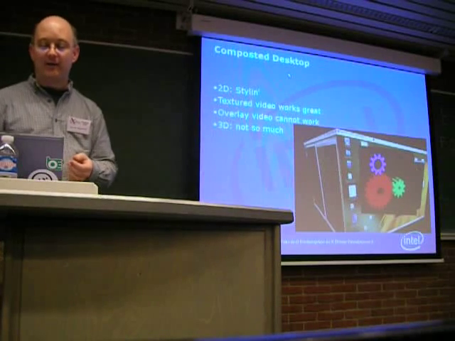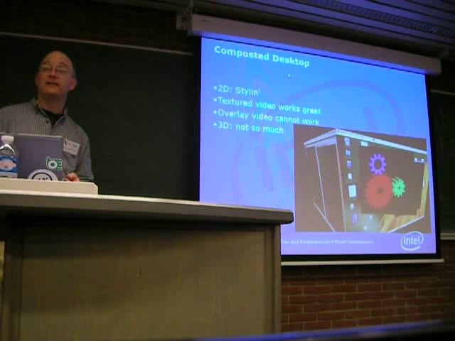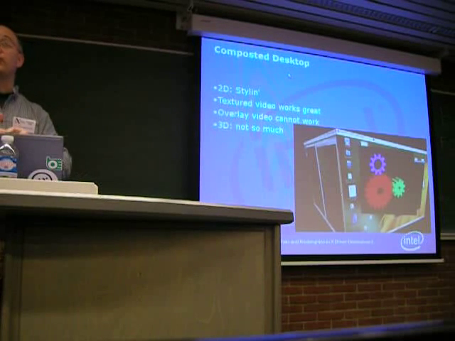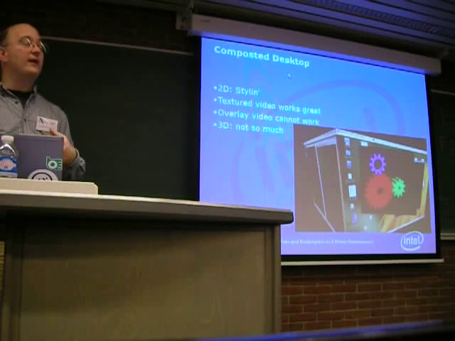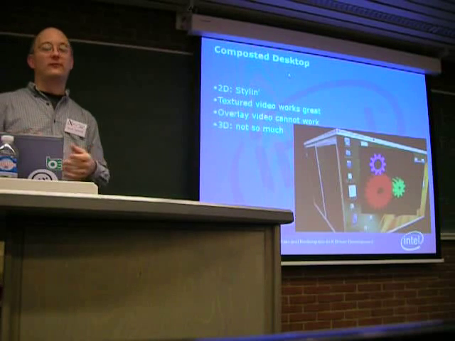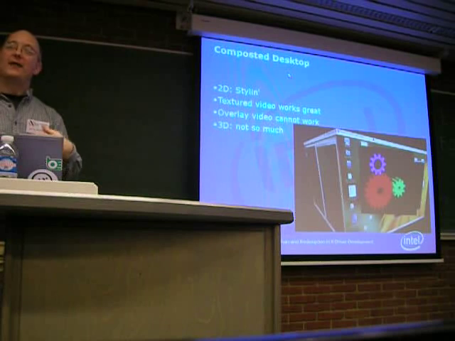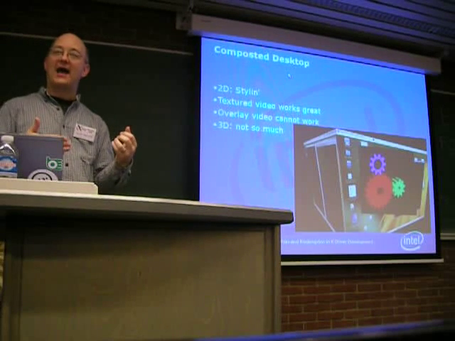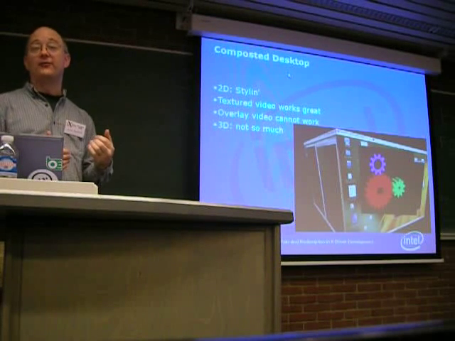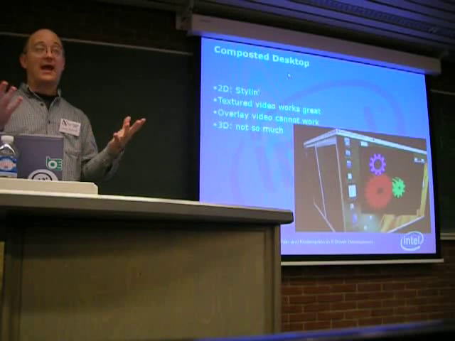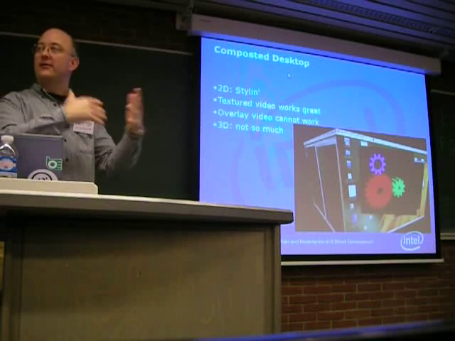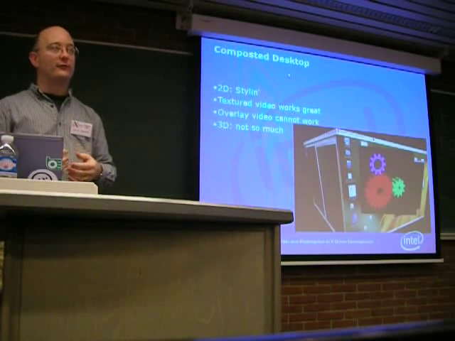Okay, so where are we now? We have a composited desktop, right? Everybody's seen compiz. 2D works great. Textured video, that works pretty good too. Overlay video, not so much. If you want to take advantage of the video overlay, you can't paint the video overlay onto the side of your 3D cube.